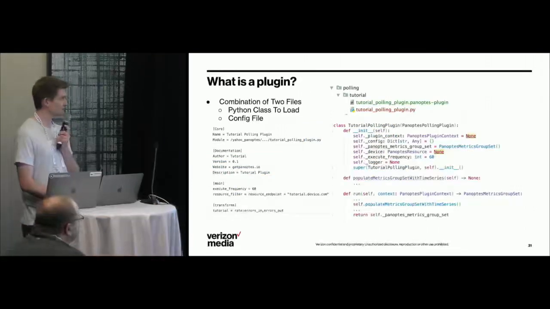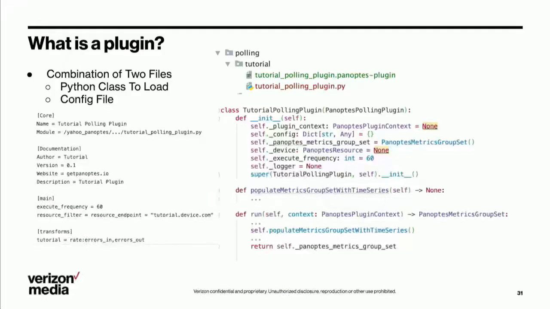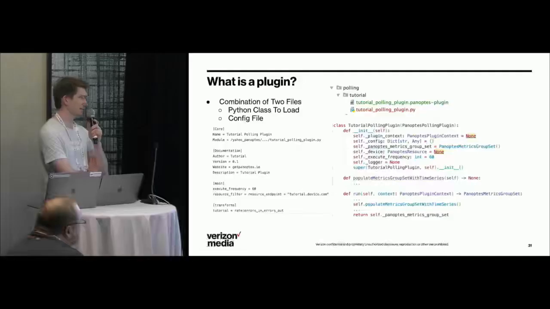So what is a plugin? A plugin is a combination of two files. As you can see on the right, we have a Python class to load. You can put anything you want in this. You can import external Python libraries and call functions on them inside of the code. You can make an SSH or SNMP connection to a device. You can import the request library and make an API connection. So really, anything you can do in Python code, you can do within a Panoptes plugin.